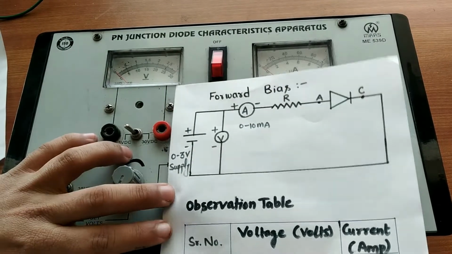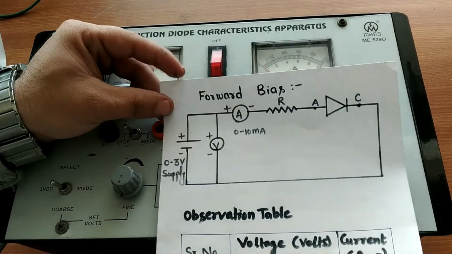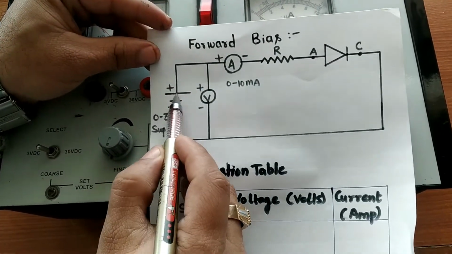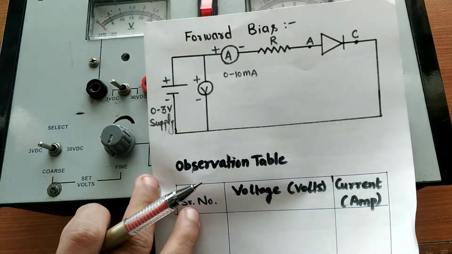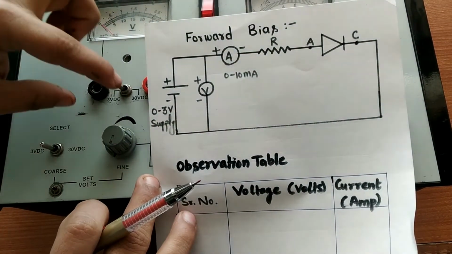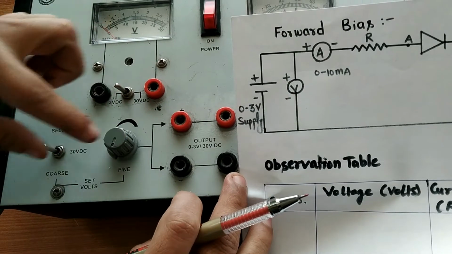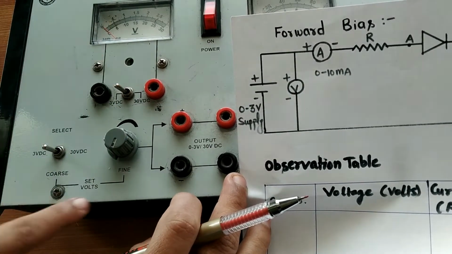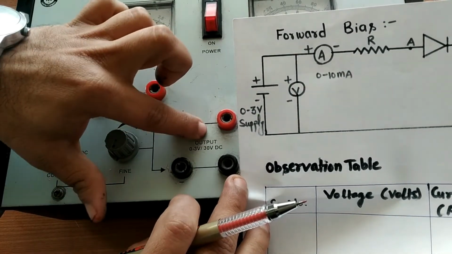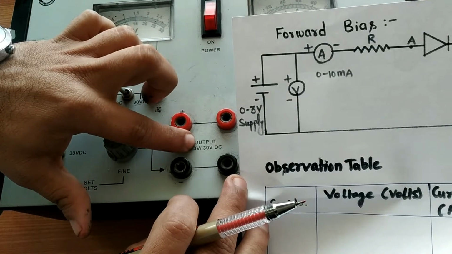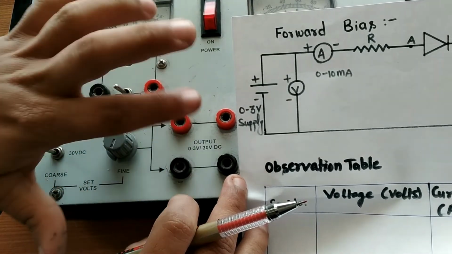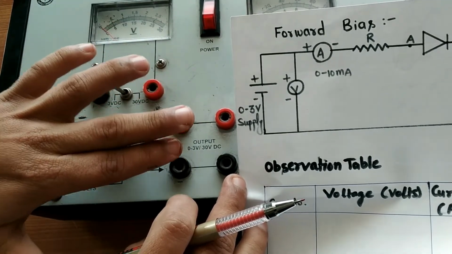In this diagram we have a battery source. You can see that we have this battery source, and we are connecting it. You can see this is a set voltage here, we are going to set the voltage. This is the output which we are getting, 0 to 3 volt and 30 volt DC. I will explain to you why we are using this.